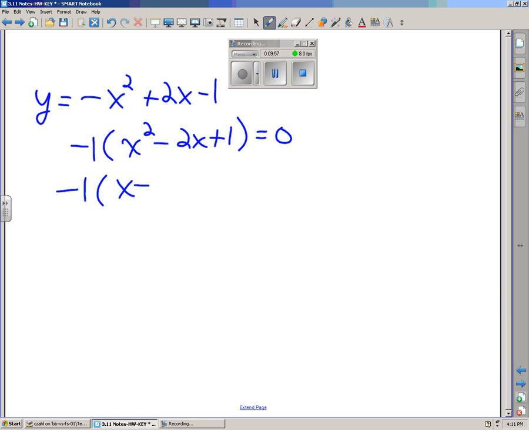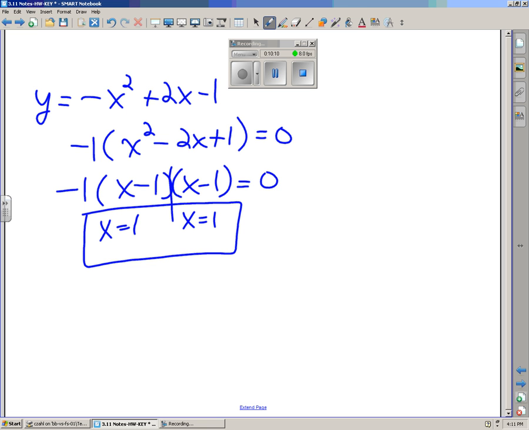I keep my GCF. I am inside, and get x minus 1, x minus 1. In this case, when I find my zeros, there's really just one zero because they're the same values. So the zero here is x equals 1. Next thing you need to do is find the axis of symmetry.